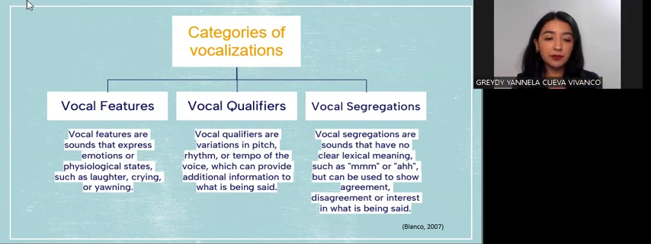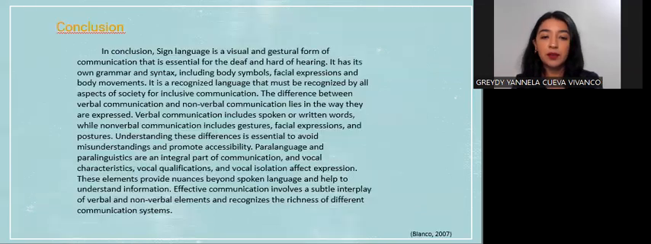In conclusion, sign language is a visual and gestural form of communication that is essential for the deaf or hard of hearing. It has its own grammar and syntax, including hand signs, facial expressions, and body movements. It is a recognized language that must be recognized by all aspects of society for inclusive communication.